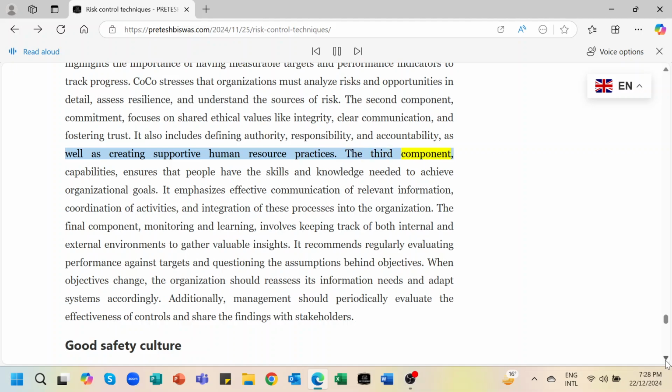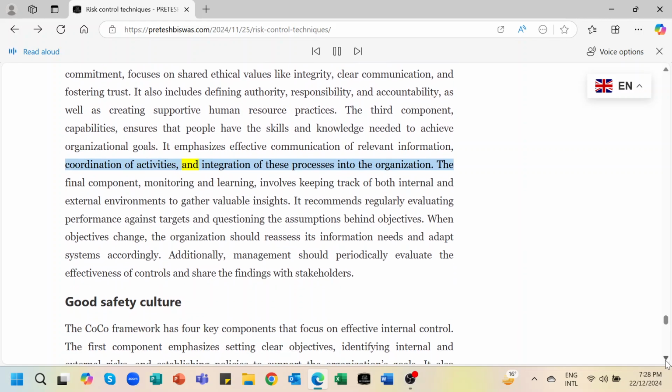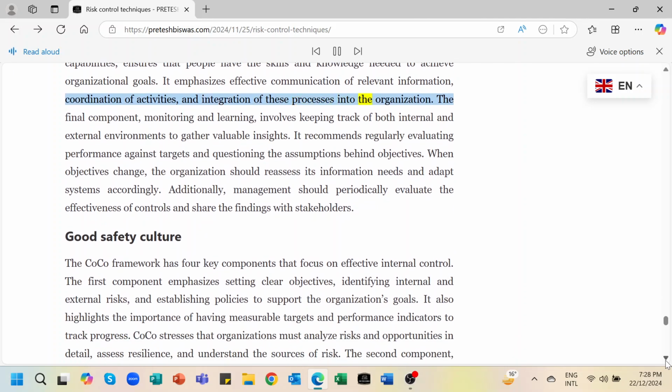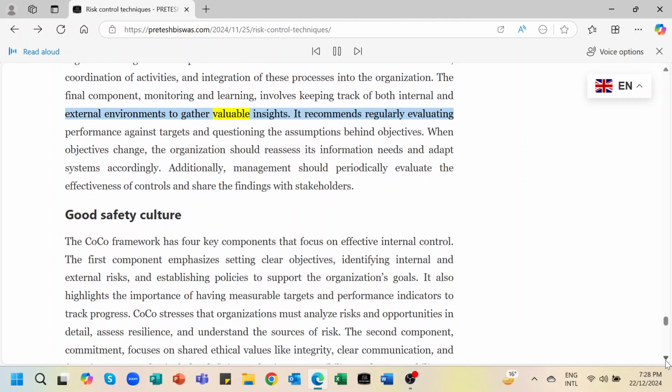The third component, capabilities, ensures that people have the skills and knowledge needed to achieve organizational goals. It emphasizes effective communication of relevant information, coordination of activities, and integration of these processes into the organization. The final component, monitoring and learning, involves keeping track of both internal and external environments to gather valuable insights.